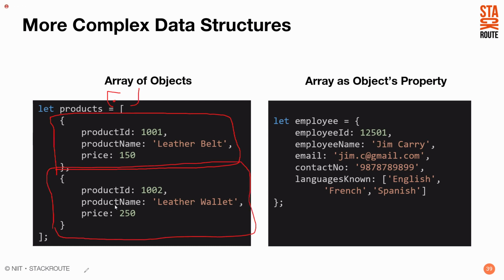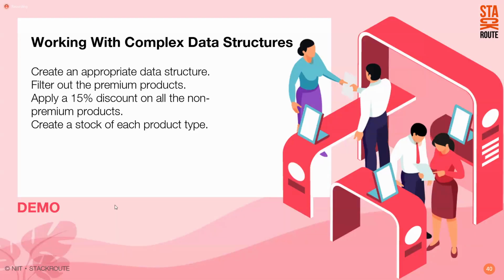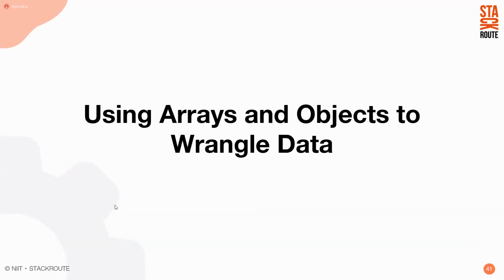Please look into this. On the right hand side, employee will be considered as an object. Under that, we have the properties employee ID, employee name, email ID, contact number, and languages known as one property, whereas it is holding an array. So I will not try this. You try this, or you try with the existing example, and then we will start with wrangling.